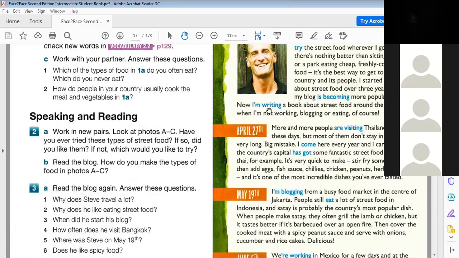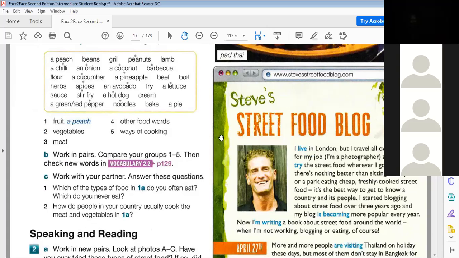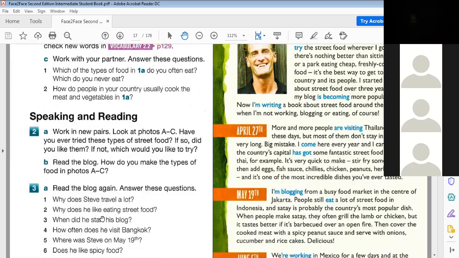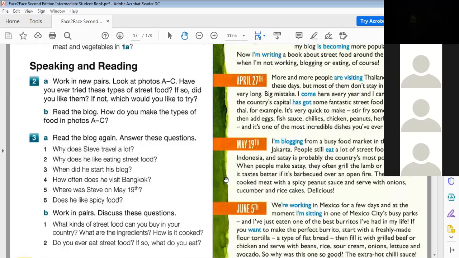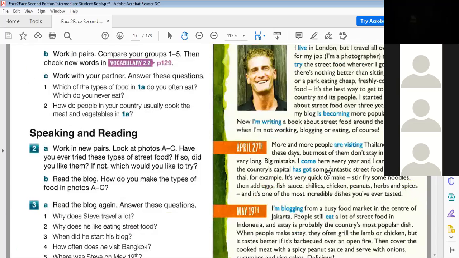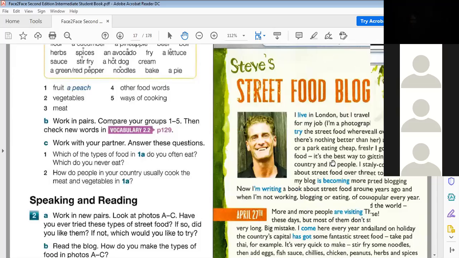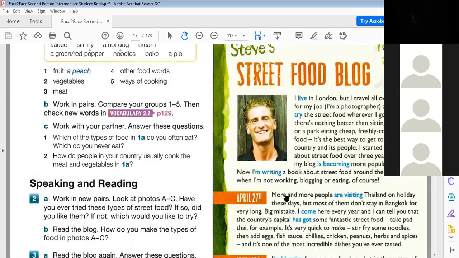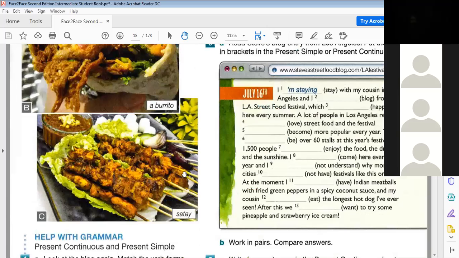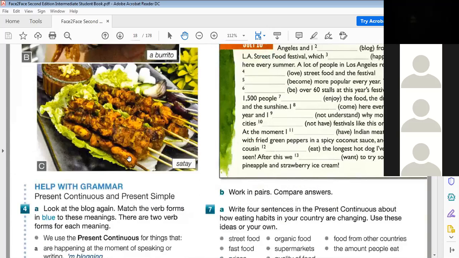And after that, we talked about Steve. Do you remember Steve, the photographer? Yeah. Yes. We talked about him. We talked about his traveling, and we talked about the food he likes to eat. So Steve told us about pad thai, and he also told us about burritos, and he also wrote about satay. So we talked about this.